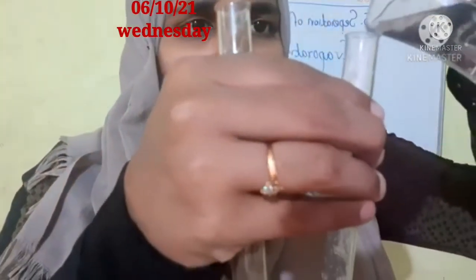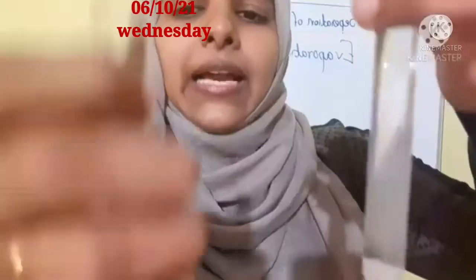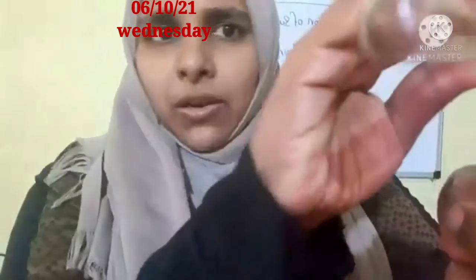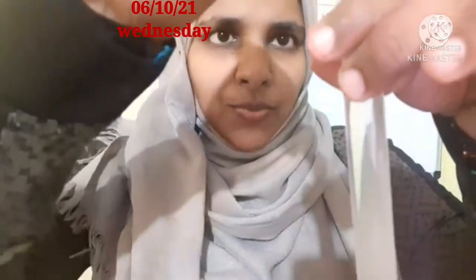Children, now look at my hand. I have salt in one test tube and a little sand in another test tube. Now I am going to pour a little water inside the test tube which contains salt. Clear, all of you? So we know that salt dissolves, right? I am going to pour this sand inside this test tube.